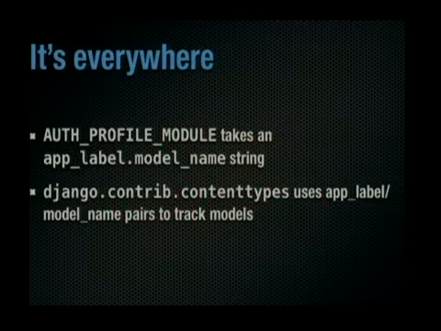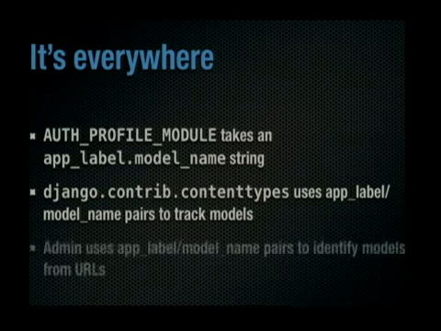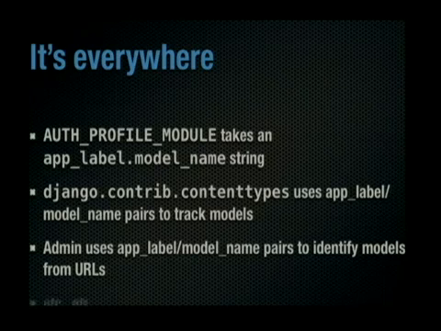And it is really everywhere. Auth profile module uses it. The content types app, which we'll talk about in a minute, uses app label and model name to track models. The admin uses them to identify models in URLs. It just goes on and on and on. This machinery is used everywhere internally.